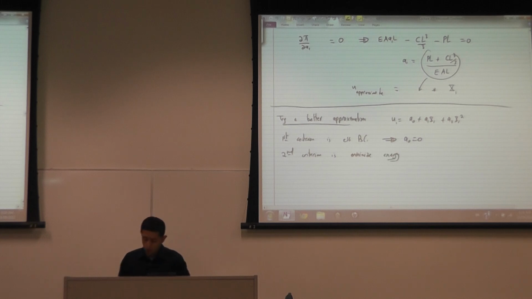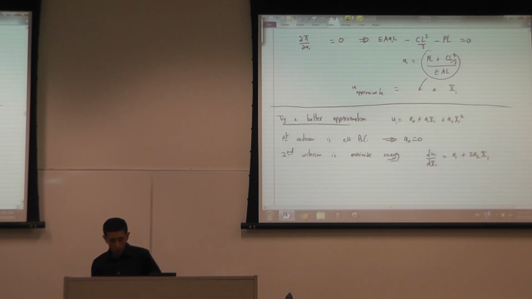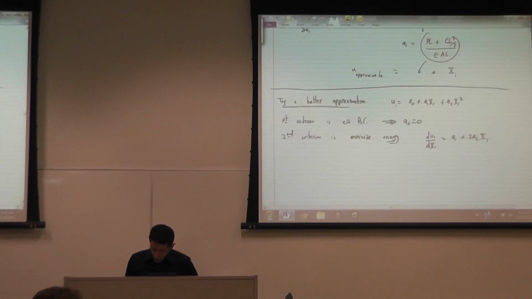To minimize energy, I need strain. The strain is equal to du1 by dx1, which is equal to a1 plus 2a2x1. This is the strain in the beam, so I'm assuming that the strain along the beam is a linear function, and the stress is equal to E epsilon 1, which is equal to E multiplied by a1 plus 2a2x1.